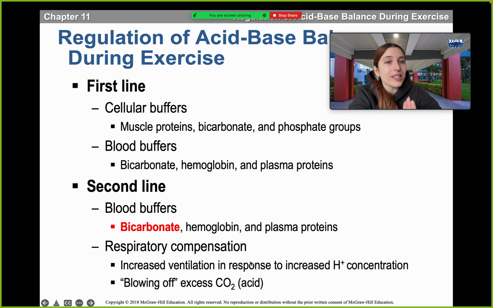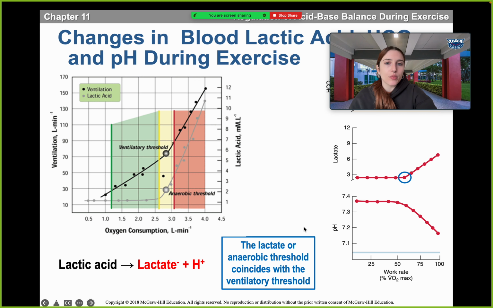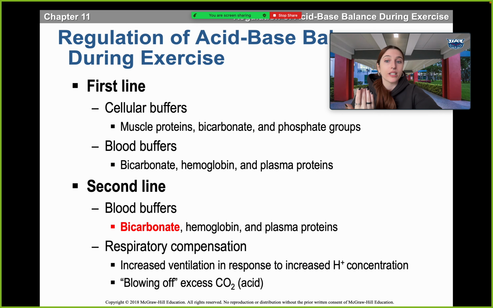Now, respiratory compensation is a little bit different than just an increase in ventilation with exercise, okay? Respiratory compensation is pretty much when we're hitting that ventilatory threshold, okay? Because ventilation is still increasing as soon as we start exercise, right? We know that as soon as we start exercising, ventilation is going to start going up. But it goes up in a linear fashion at first, and then eventually, as we increase exercise intensity, we hit the ventilatory threshold that coincides with that lactate threshold, where we get an exponential increase in ventilation. And that is what we call respiratory compensation.